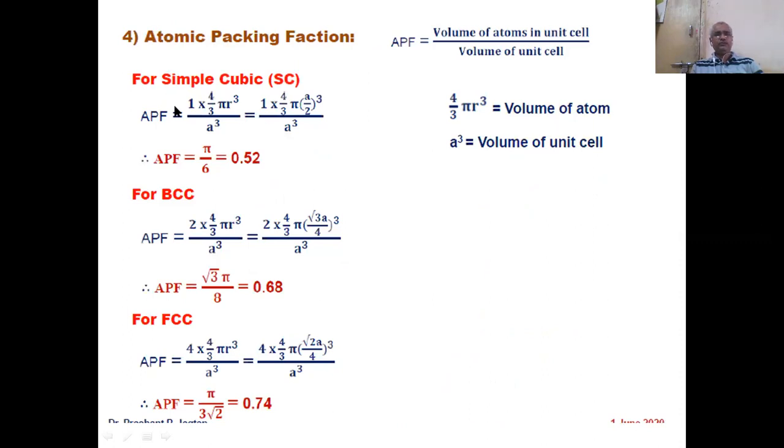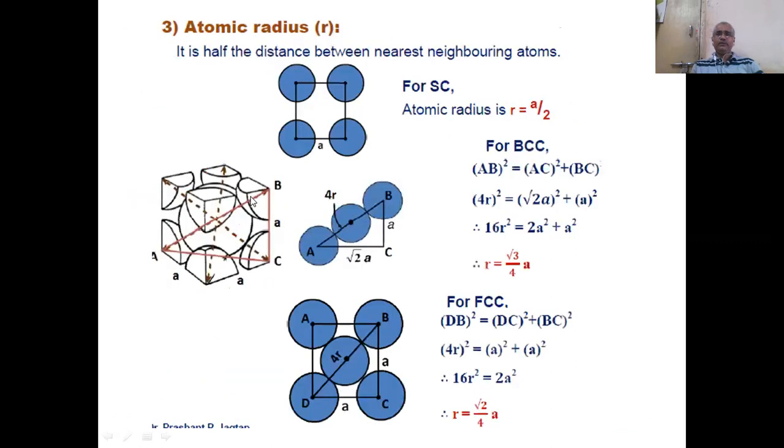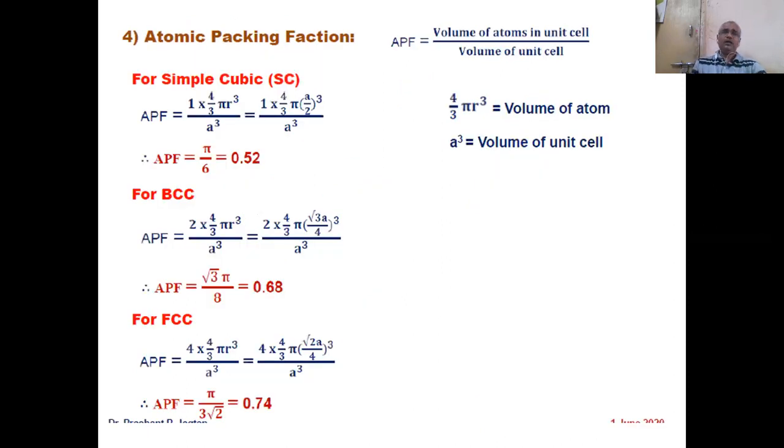So this is all about the requirement to find out the atomic packing fraction. The atomic packing fraction is calculated this way, but you should know the number of atoms per unit cell, the relation between atomic radius and lattice constant, and the total volume of the sphere. Using all these parameters, you can calculate the atomic packing fraction for these 3 simple cubic structures.